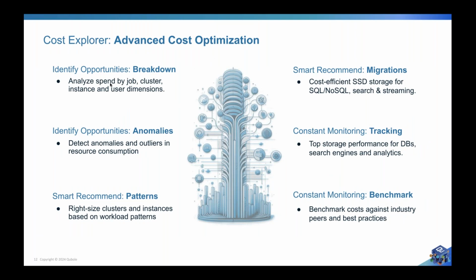First is breakdown. Since we give you a granular breakdown, you get job, cluster, instance and user dimensions, so you get that. Any anomalies will be flagged. Any patterns, as I said, hot tables. From a table perspective, there would be hot tables which are used more frequently. Then you can see how you can optimize that.